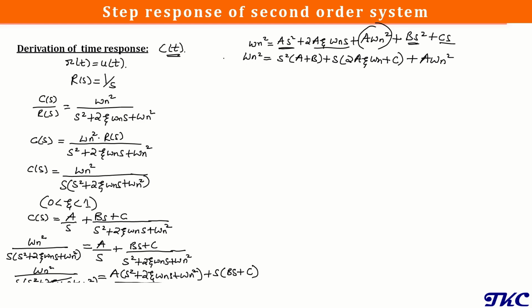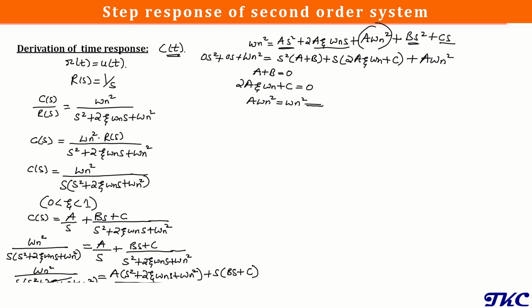Here we can see that we do not have any s square term on the left hand side, so it is as good as 0 s square, plus similarly we do not have an s term on the left hand side, so we put 0 s, plus we have the constant term on the left hand side, that is omega n square. Now we can compare all these terms from left and right. For s square we have A plus B, and that is equal to 0. With s we have 2A zeta omega n plus C, and that is again equal to 0. And for the constant we have A omega n square, and that will be equal to omega n square.